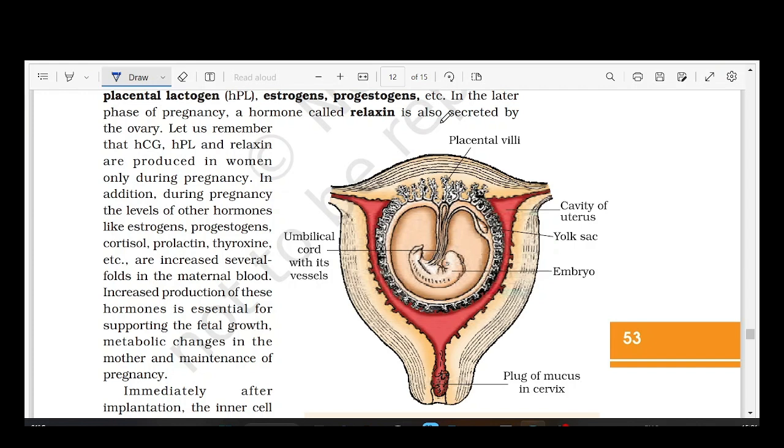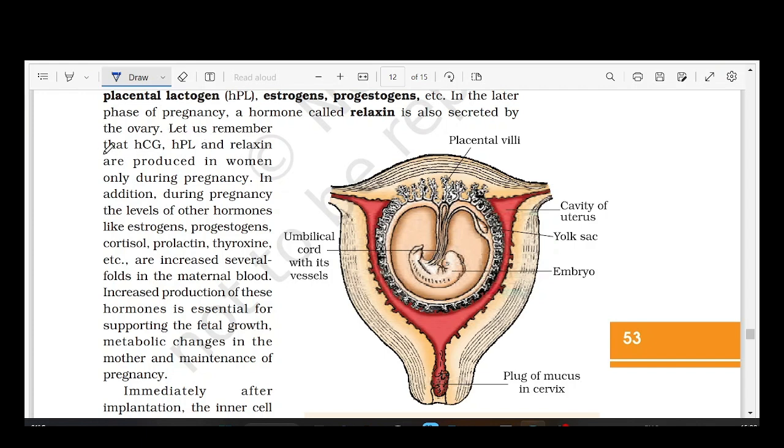Here in NCERT it has been written that relaxin is secreted by the ovary, which helps in the relaxation and dilation of the pelvic region, the pubic symphysis, so that the baby can come out easily, right? And no such complications are shown in the delivery of the baby, right?